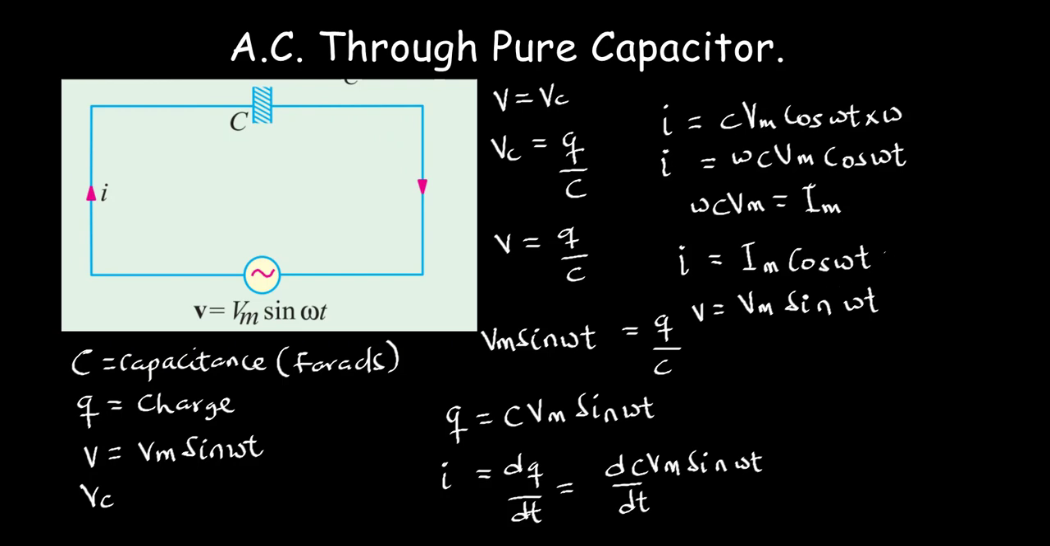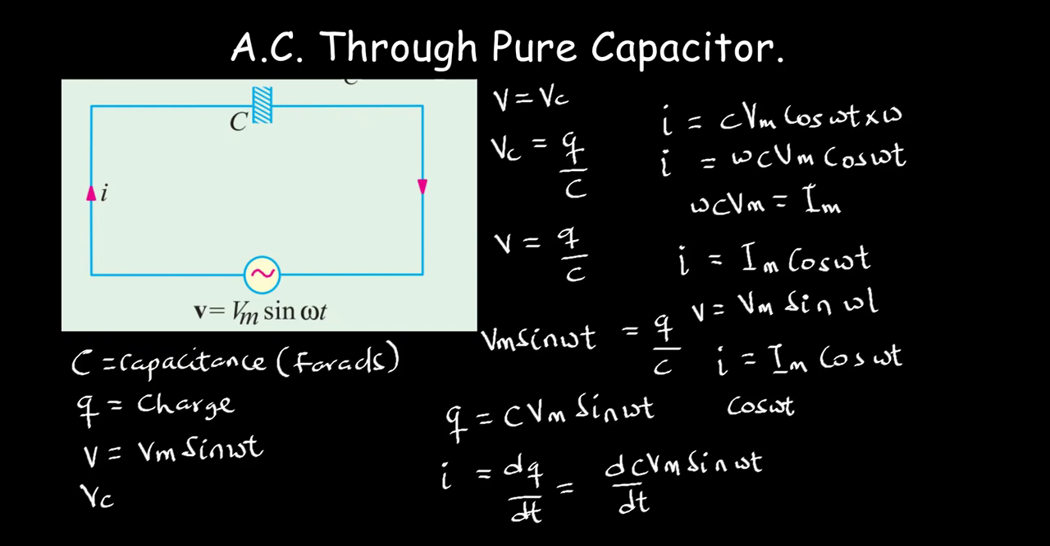So the best thing to do is to change this expression here to sine so that you can compare the two. So let's see what will happen. I'm going to have I equals Im cosine of omega t, and I want to change this cosine of omega t to sine.